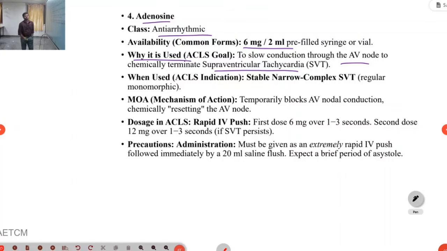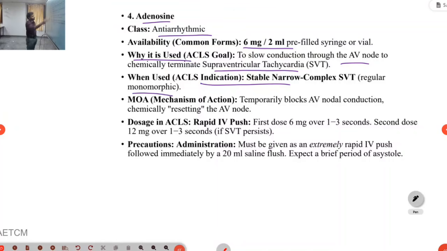So in these conditions, to slow down the conduction between the SA node and the AV node, we will go ahead with adenosine. The dosage we will discuss. Before giving adenosine, if the patient has a stable narrow complex regular tachycardia without P waves, that is supraventricular tachycardia, at that moment you can give adenosine. But before giving adenosine, you can perform carotid sinus massage. If the heart rate is not improving, then you can go ahead with adenosine.